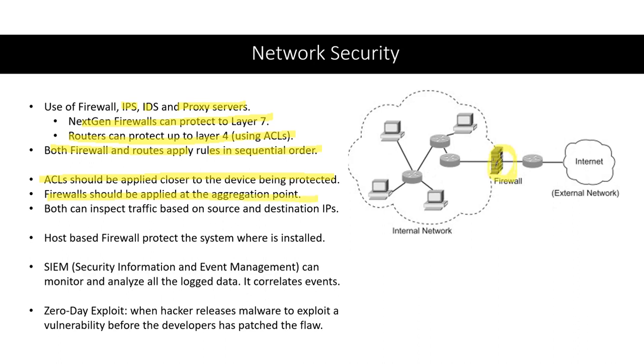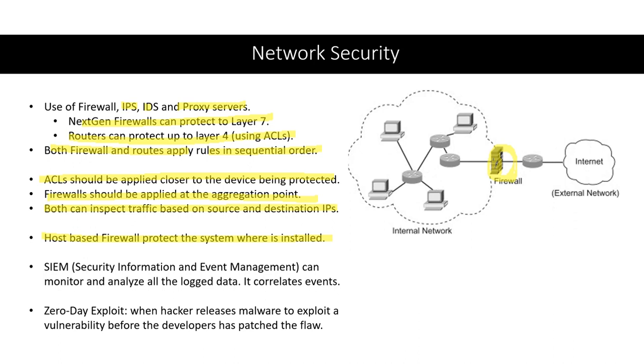The same thing with a firewall. If you have one firewall for your system, it should be applied at the aggregation point, which is more like the edge of your network. Both of these can inspect traffic based on source and destination IP addresses. An ACL, access list, says allow TCP from source IP to destination IP and the port number. So you can build an ACL, or on the firewall a rule, that says inspect the traffic from this source to this destination.